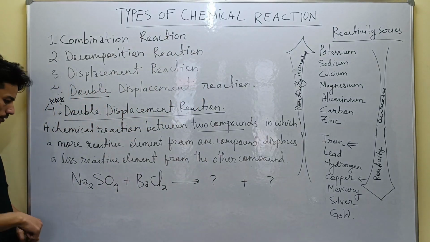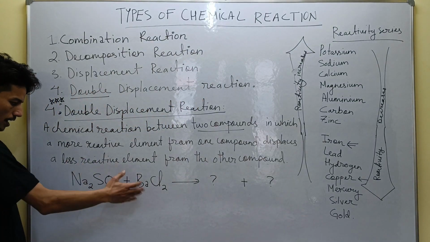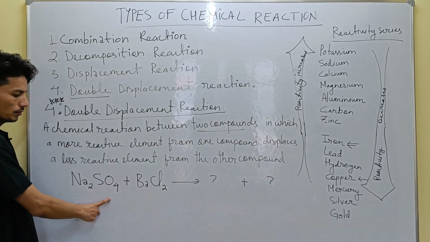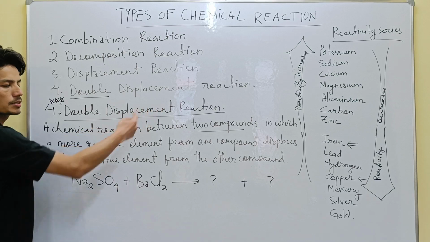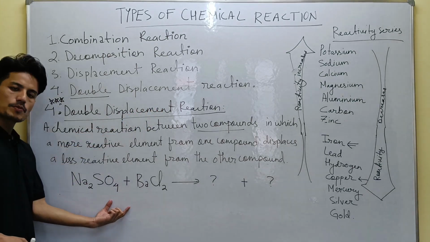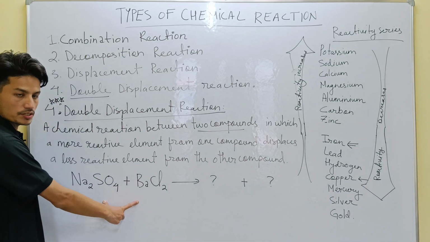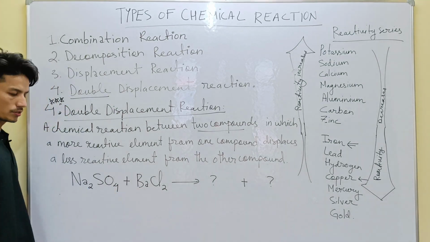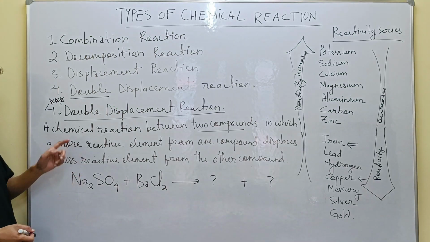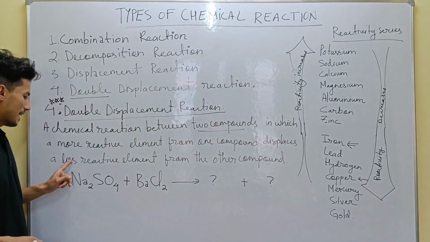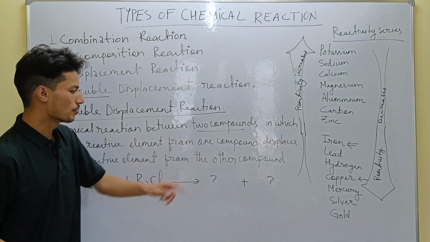Now look at the reactants. These are the reactants. Now see, this is a compound, this is a compound. This is a double displacement reaction. In a double displacement reaction, the reaction takes place between two compounds. So there are two compounds here. Now, in which a more reactive element from one compound displaces a less reactive element from the other compound.